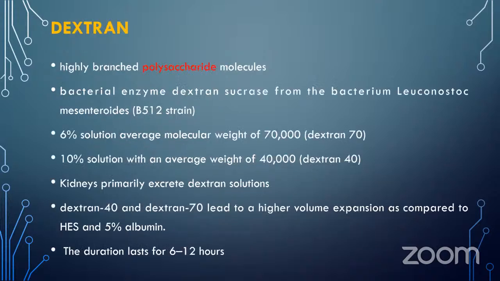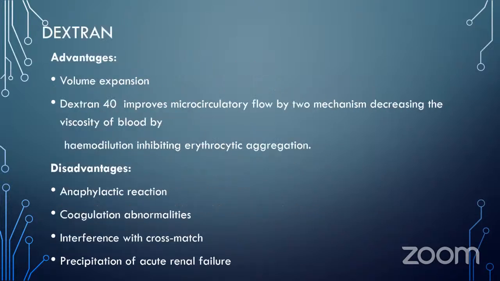So dextran, coming to the dextran, is another colloid, highly branched polysaccharide molecules. Basically, it is derived from the bacterial enzyme called dextran sucrase. It is available with a molecular weight of 70,000 daltons as well as 40,000 daltons. Primarily excreted by the kidneys, and dextran 40 and 70 lead to a higher volume expansion as compared to your starch solutions and 5% albumin. The duration of volume expansion lasts for almost 6 to 12 hours.